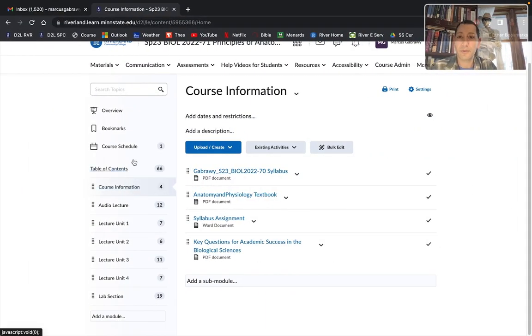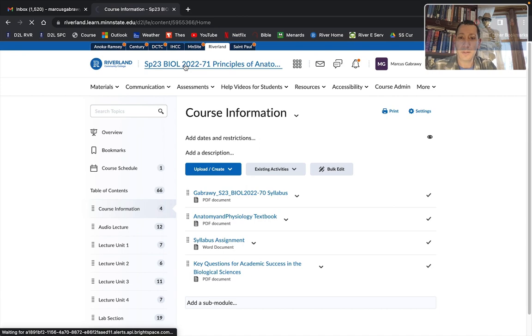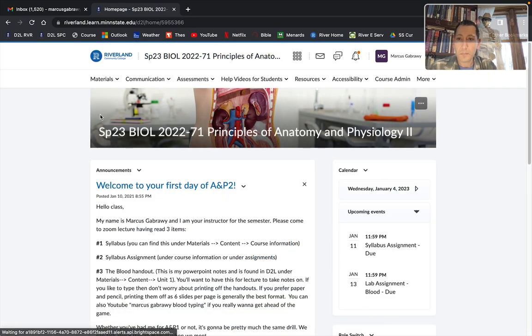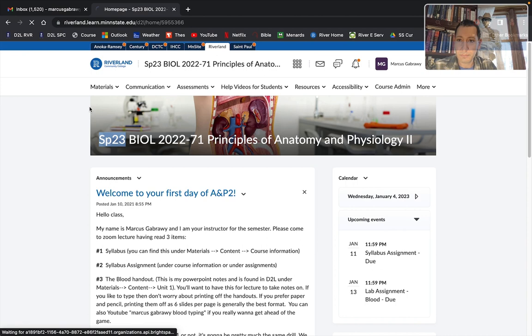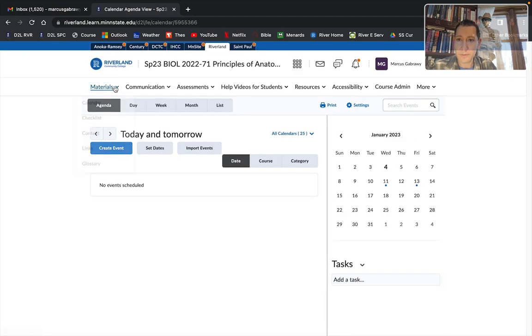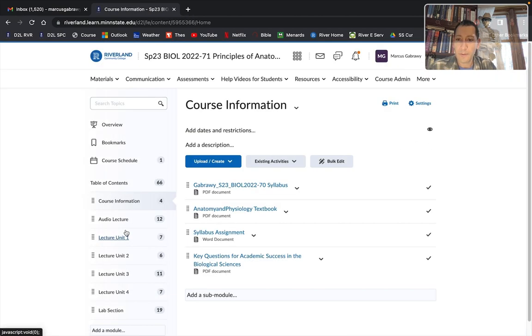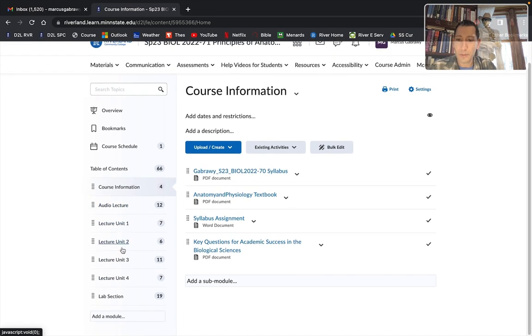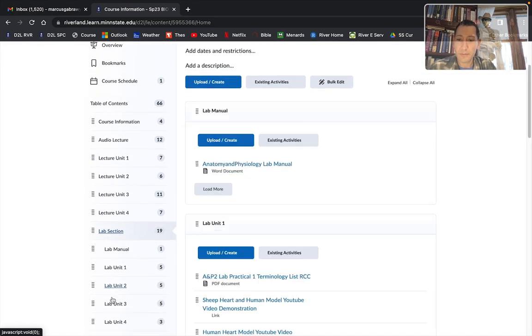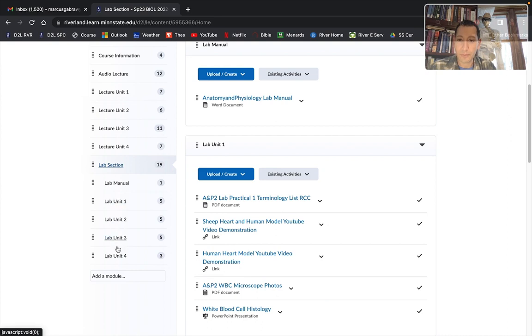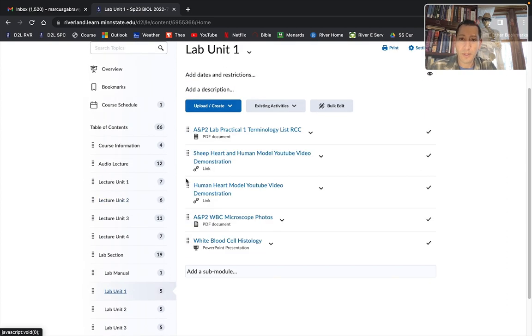Let's go to our D2L page here. Here we are. Go to materials. There's calendar. Go to materials. Go to content. Now, here's lecture 1, 2, 3, 4, but here's lab down here. In lab, we have 1, 2, 3, 4. Go to lab unit 1, and there is your terminology list right there. You also have a YouTube video, sheep heart and human model demonstration video.